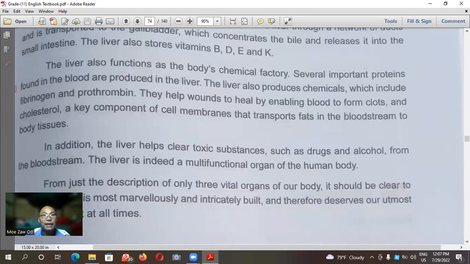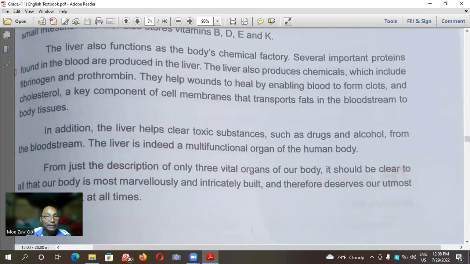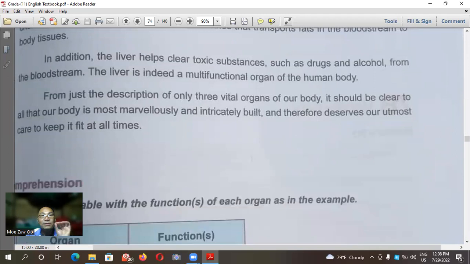The liver also functions as the body's chemical factory. Several important proteins found in the blood are produced in the liver. The liver also produces chemicals which include fibrinogen and prothrombin. They help wounds to heal by enabling blood to form clots. It also produces cholesterol, a key component of cell membranes that transports fats in the bloodstream to body tissues. In addition, the liver helps clear toxic substances such as drugs and alcohol from the bloodstream.